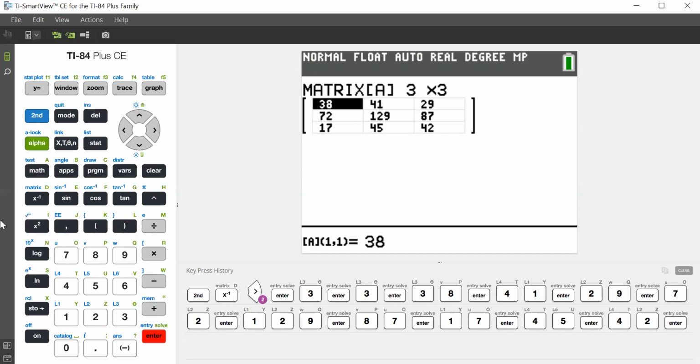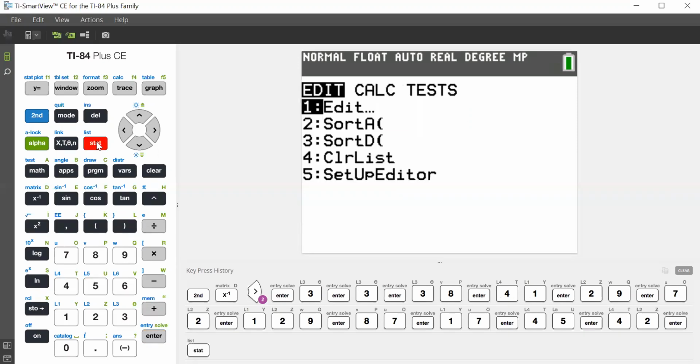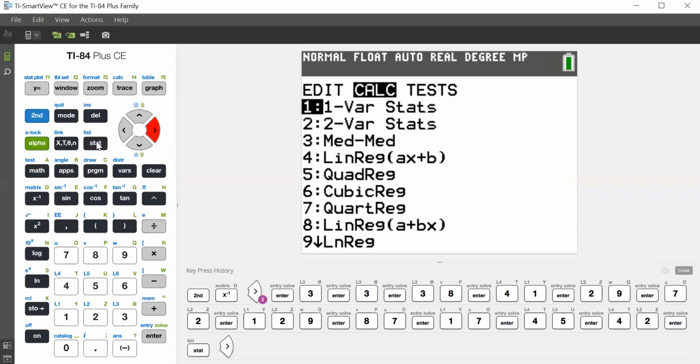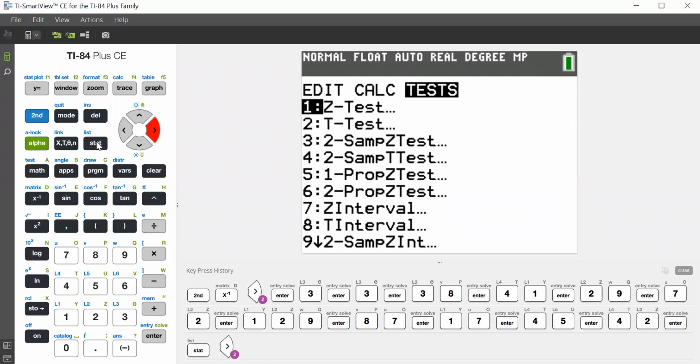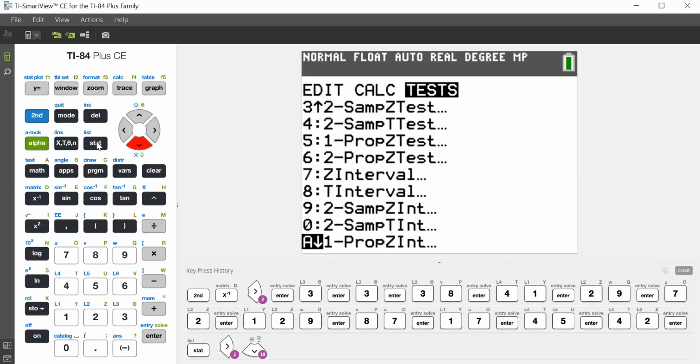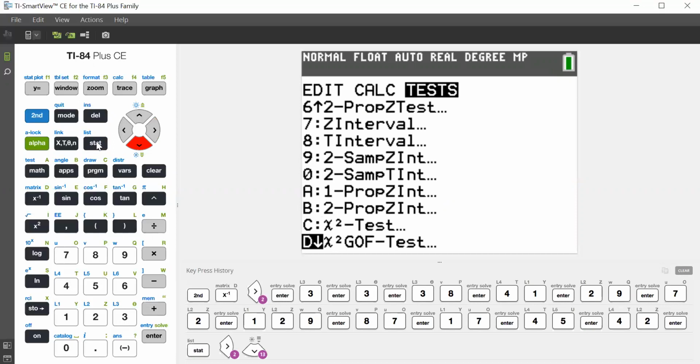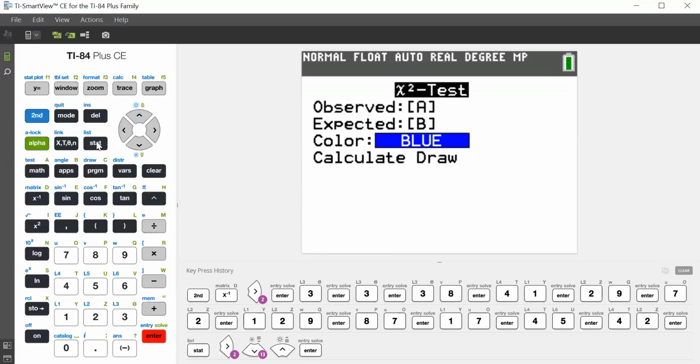Okay. Now that I have entered the matrix A, I actually will go to stat. Do you notice how we always do stat and then just calc? We never go to tests until right now. We're going to go to tests, and I'm going to arrow down. There's a z-test, t-test, 2 sample z-test, 2 sample t-test, proportion test. All this stuff is right here. Chi-square test. Go to chi-square test and hit enter.